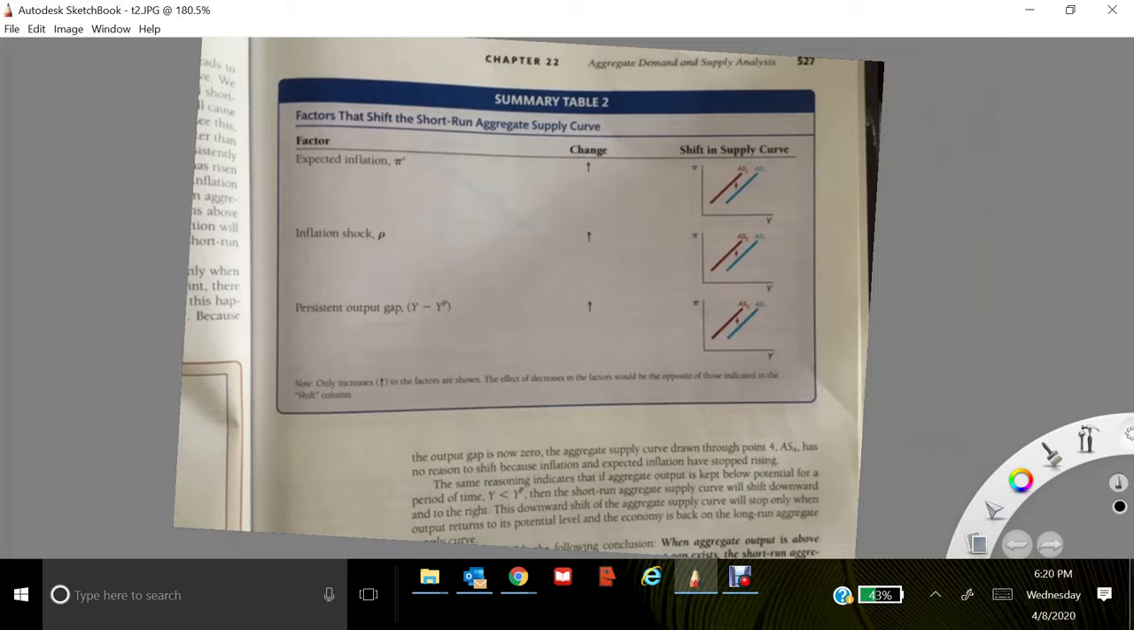Okay. So Table 2 on page 527 summarizes the factors that would cause an upward shift in the supply curve. Okay. Expected inflation increasing, an inflation shock like an oil price increase, or a persistent output gap. Okay.